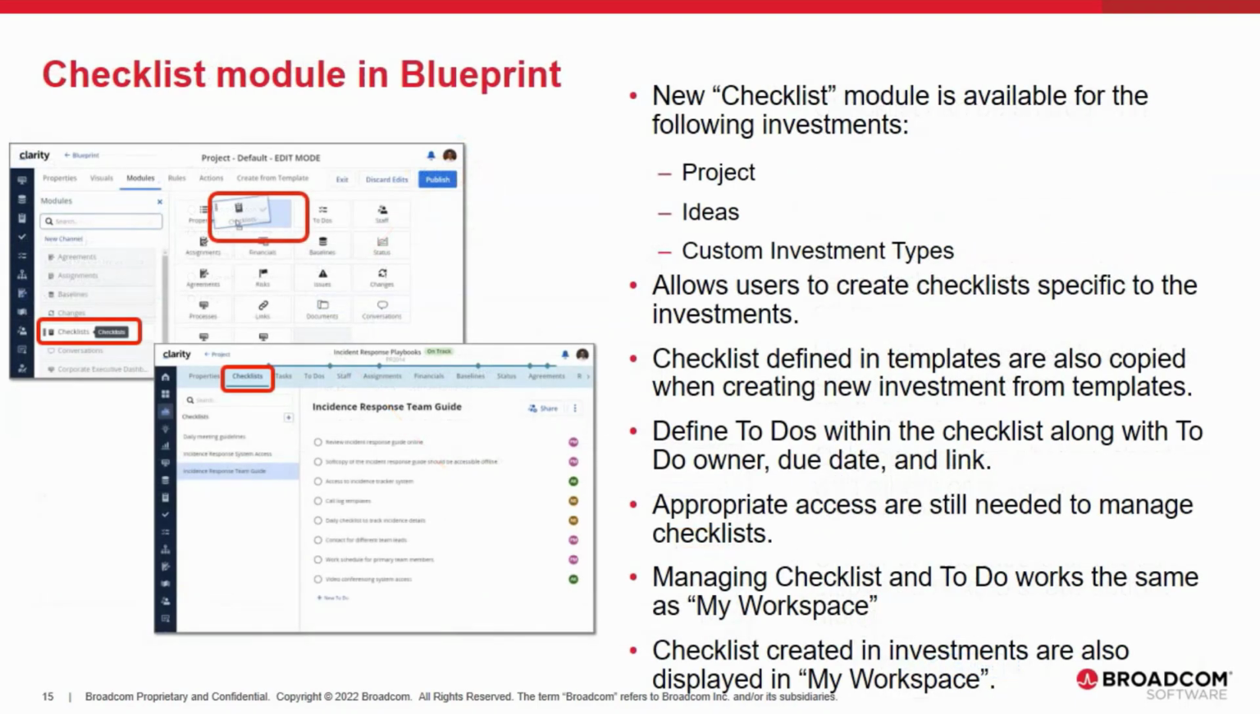Checklist is also available within Investments as a module. This module is available in the following investment types: projects, ideas, and custom investment types. Having the checklist module added to the investment allows the end user to create checklists within the specific investment. Checklists defined in templates are also copied when creating a new investment from a template, and the dates for the to-dos are automatically adjusted based on the template and the new project dates.